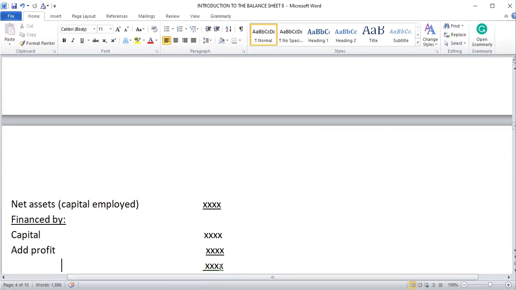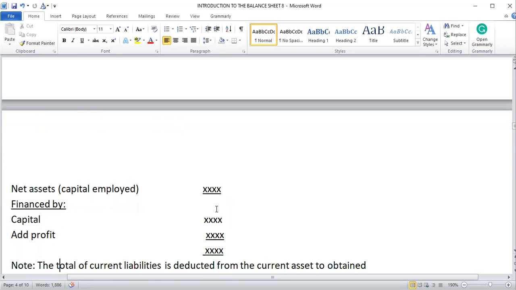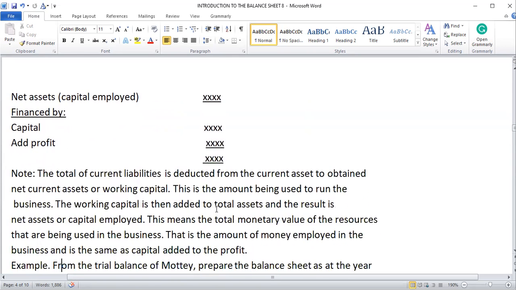If your owner's contribution plus the net profit is not equal to the capital employed, then it means you are wrong. Either you made a mistake in the preparation of the trial balance, because we use the trial balance to prepare the balance sheet, or you made a mistake in your ledger, so you have to go back and check everything, because the balance sheet should always be equal. The capital employed should always be equal to the amount financed by the owner. So let us continue.